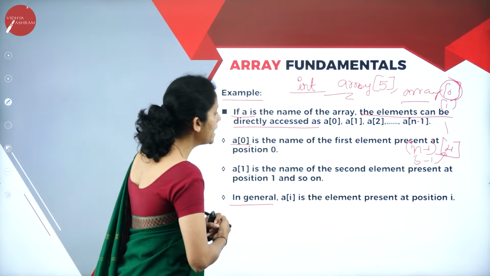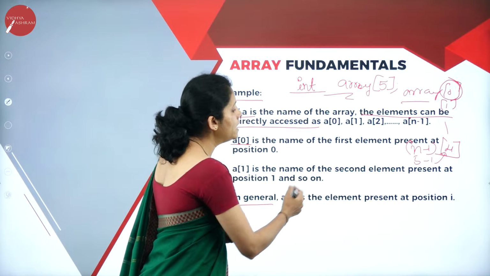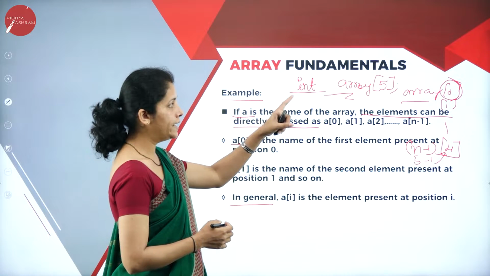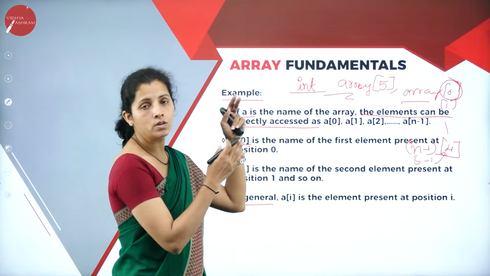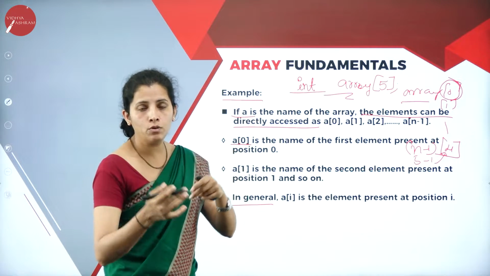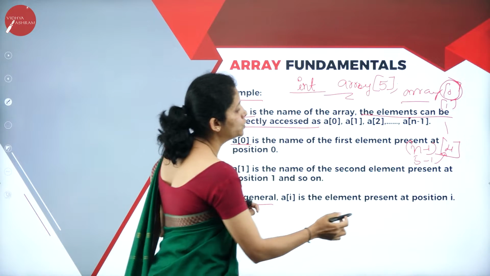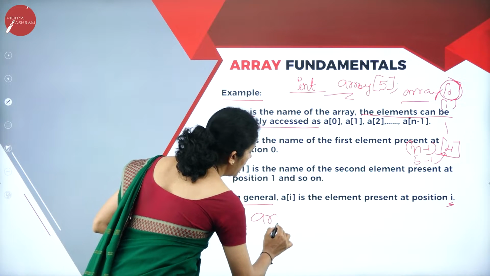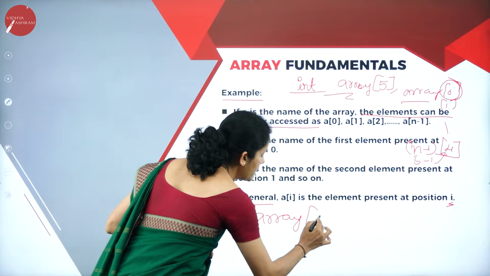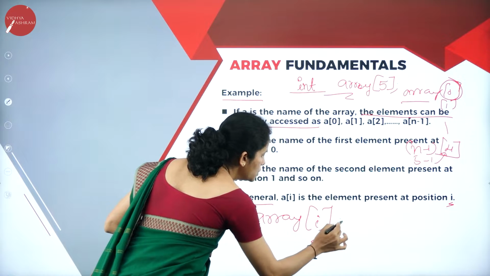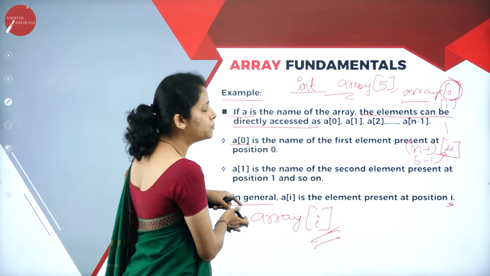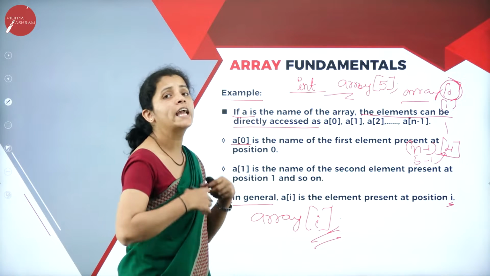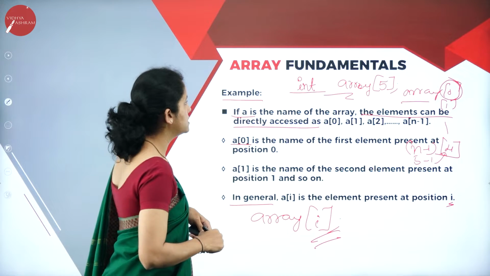In general, A of I is the element represented at the position I. So instead of writing the index like 0, 1, 2, 3, 4, I'm going to use the position I. So how am I going to write? Array of I. And where am I going to place this array of I? In my for loop or any other looping construct.